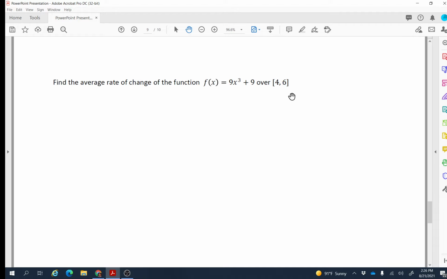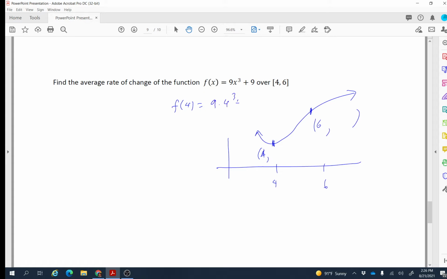So let's say this is your function, and we want to find out the average rate of change from 4 to 6. We already have the x coordinates, we need to find the y coordinates by using this function. So the y coordinate at 4 is the value of the function at 4. Just plug x equal to 4 here: 9 times 4 cubed plus 9.